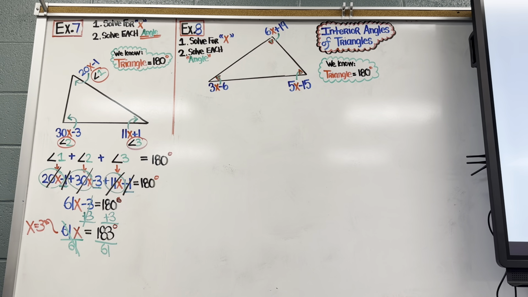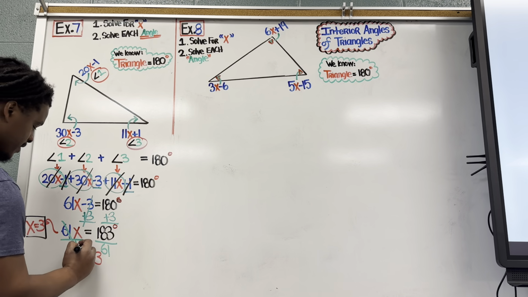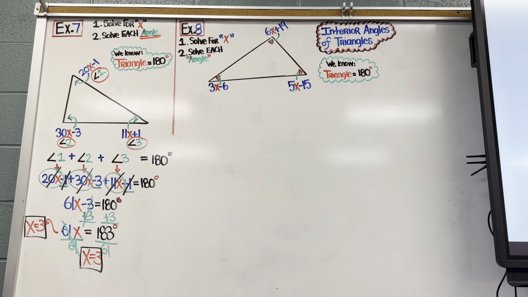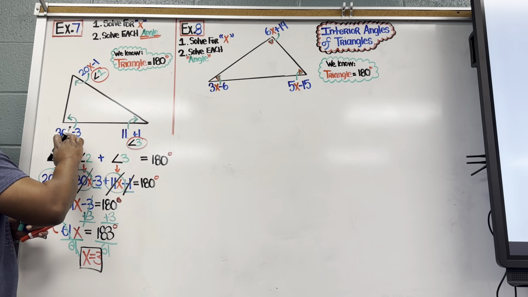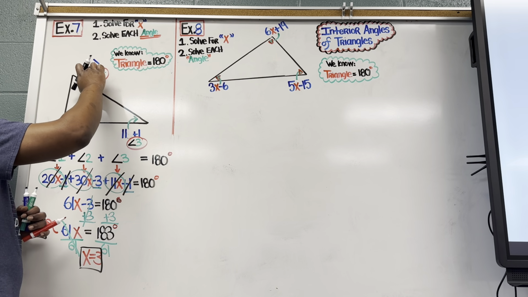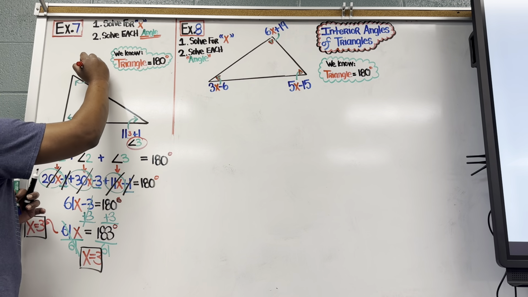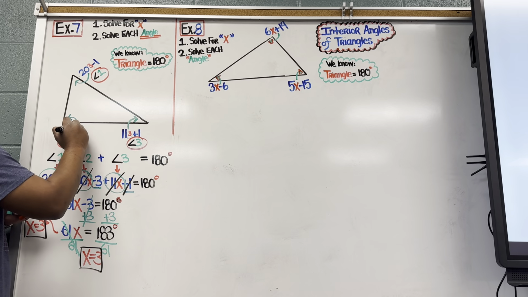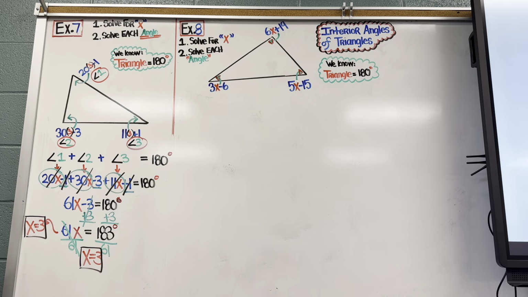So x has a value of 3. For each expression, we're just going to erase the x and put a parentheses 3, because x equals 3. All of that is times 3, so I'm going to put parentheses around each 3.